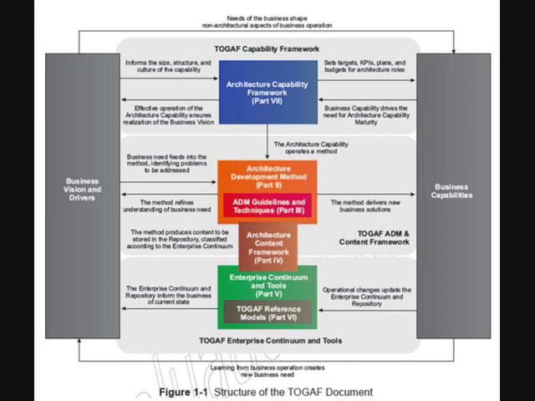The TOGAF Architecture Development Method, ADM, provides a tested and repeatable process for developing architectures. The ADM includes establishing an architecture framework, developing architecture content, transitioning, and governing the realization of architectures. All of these activities are carried out within an iterative cycle of continuous architecture definition and realization that allows organizations to transform their enterprises in a controlled manner in response to business goals and opportunities.